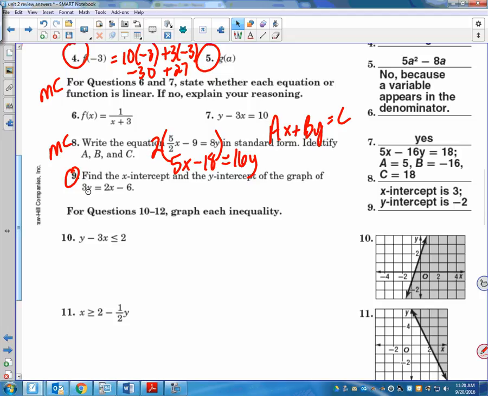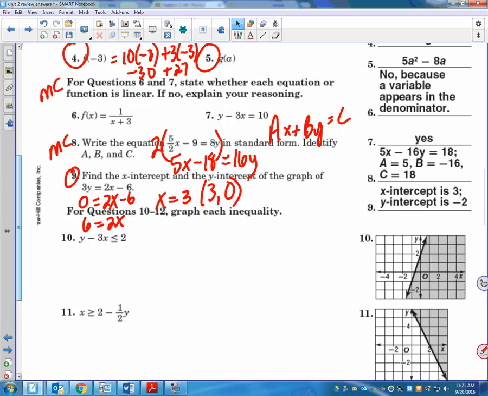So if I plug in 0 for y here, I would get 0 equals 2x minus 6. And then I'm just solving that equation. So I add 6 over, and I get 6 equals 2x. I divide by 2, and I get x equals 3. That's the point on the x-axis, where x is 3 and y is 0. Or you can just write it as (3, 0).